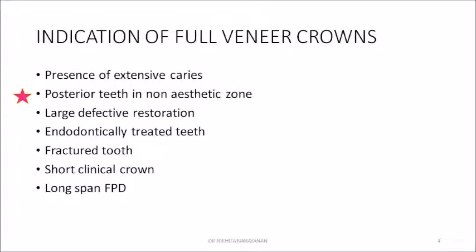The indications for full veneer crowns are presence of extensive caries, that is caries involving all the surfaces of a tooth, then large defective restoration, endodontically treated teeth which will be weaker compared to a vital tooth, then a fractured tooth with short clinical crown where retention and resistance is compromised, and in cases of long span FPD where the occlusal forces and the biomechanical movements are more. So in all these cases we will be having a full veneer restoration.